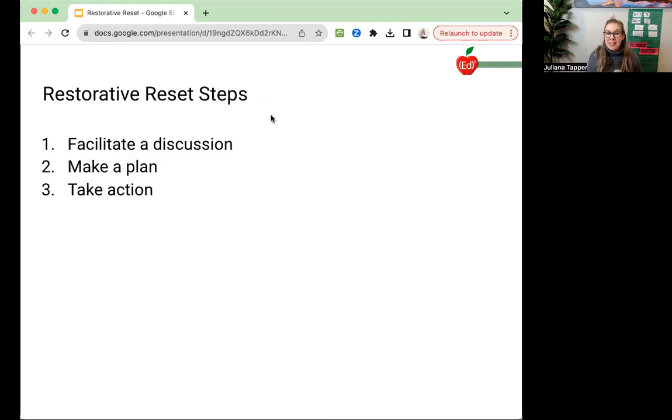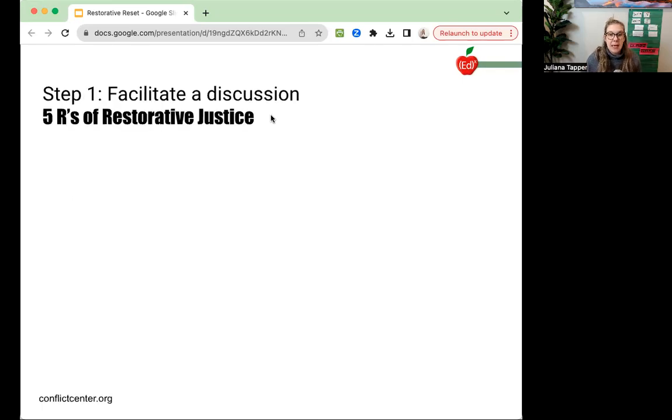So if we do need to have a restorative classroom reset, here are 3 easy steps that we can do to make it happen. We need to facilitate a discussion, we need to make a plan, and we need to take action. So I love the resources over at theconflictcenter.org.